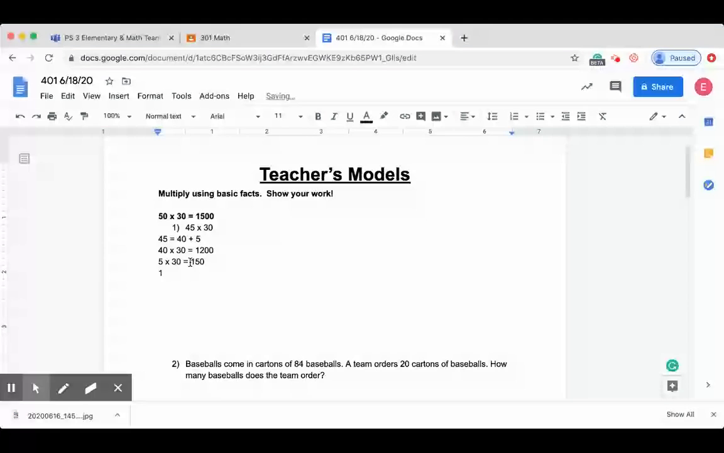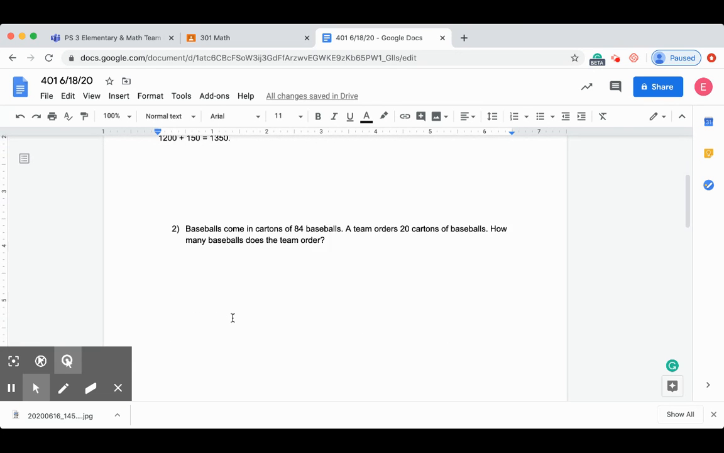Now, I must add together my two sums. So I will add 1,200 plus 150. And if I add 1,200 and 150, I will find an answer of 1,350. And that will be my answer. Now we show our work by breaking apart one of our numbers and then multiplying using basic facts, then adding our sums at the end.